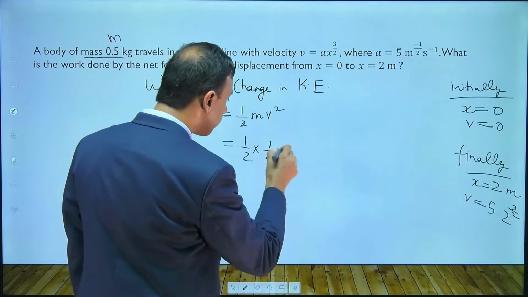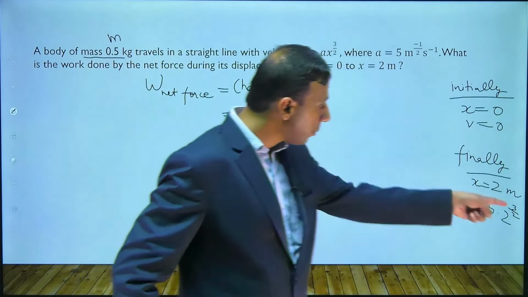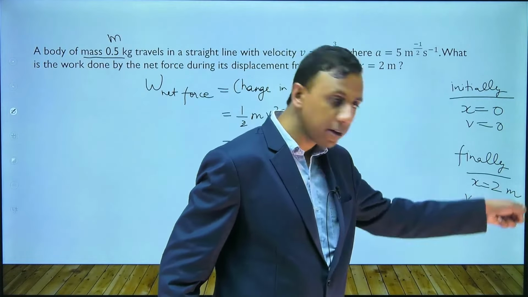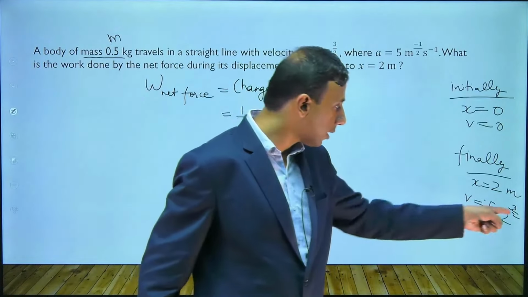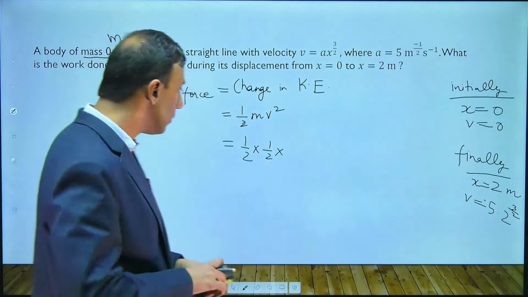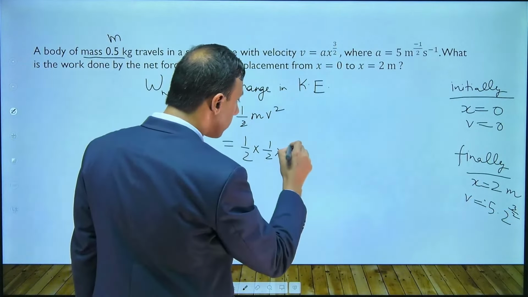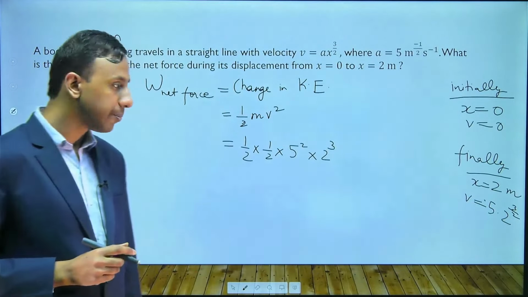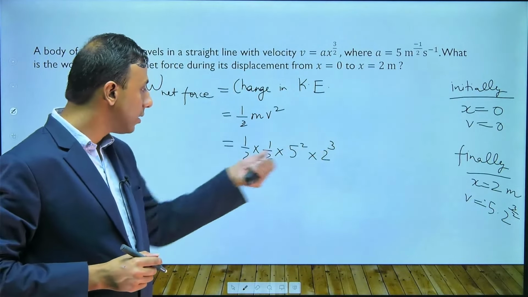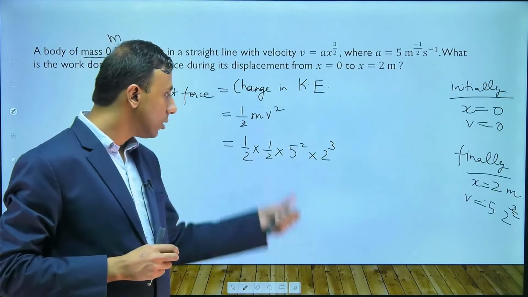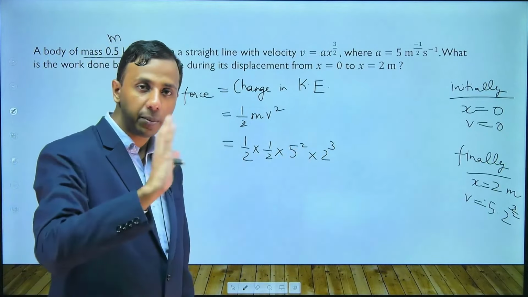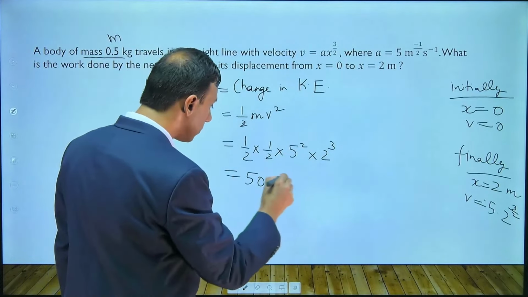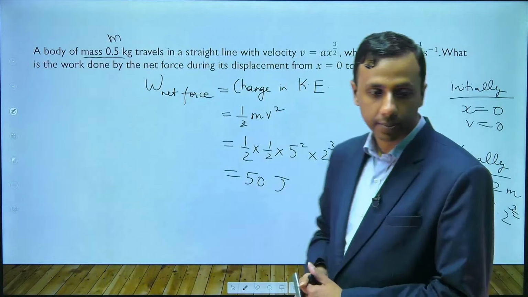So half v square. Square both sides. V square, what does it become? 5 becomes 5 square. 2 power 3 by 2 becomes 2 power 3, right? So that 1 by 2 goes away. So this v square will become 5 square into 2 cube, right? And if you see, 2 cube is 8, 8 divided by 4 is 2, 5 square is 25, 25 multiplied by 2 is 50, and that gives you our answer, right?